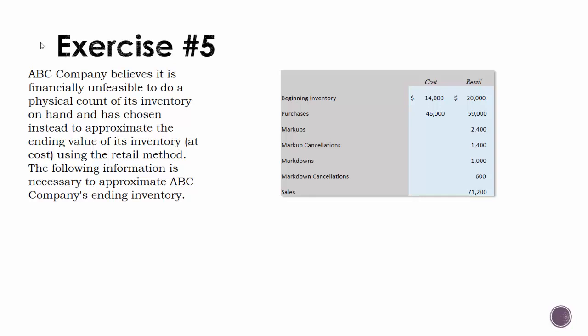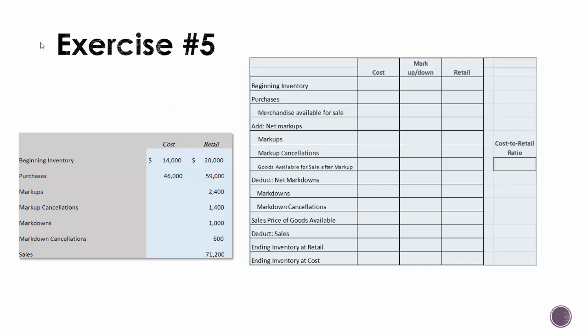For question 5, let's do the same thing, this time for ABC Company. We have all of their information: their beginning inventory at both cost and retail, their purchases at both cost and retail, and then their markups and markdowns and amount of sales. We're going to fill out the same table.